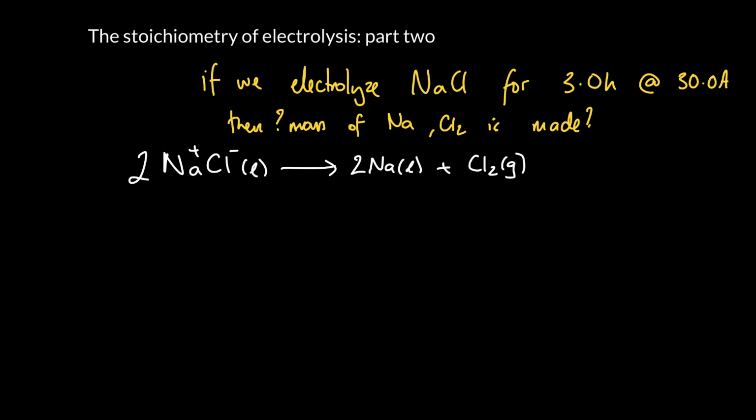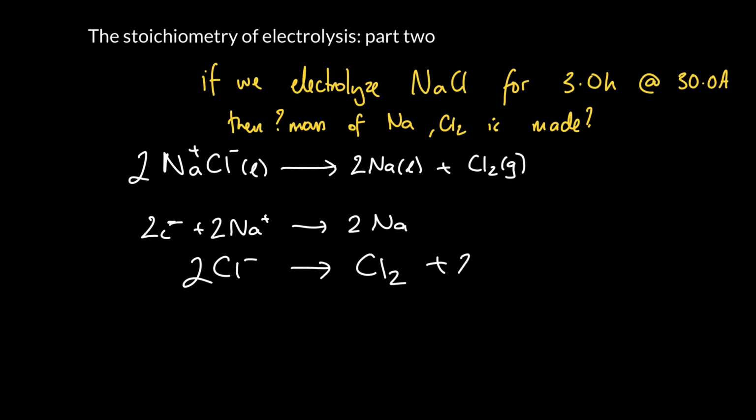It is a redox process, so we essentially have got two sodium ions changing into two sodium atoms, and we can balance that by putting two electrons on the left, so that is reduction. And we've got two chlorides going to chlorine. To balance that equation, we need two electrons on the right-hand side. So those are our processes here. We want to know what mass of sodium and chlorine.